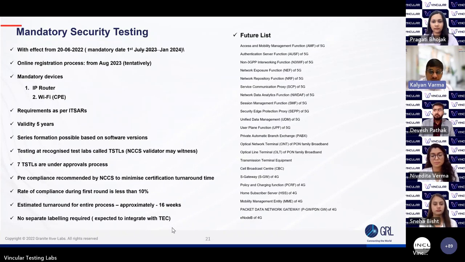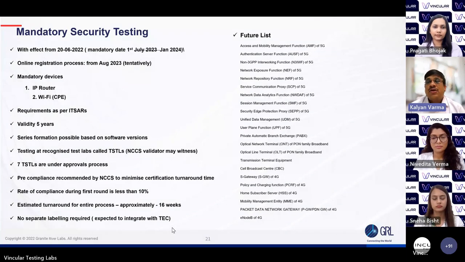Currently, the end-to-end process is estimated to take around 16 weeks, including the testing in the labs, the documentation, the review by NCCS and issue of certification. As I mentioned, if you can start the process early, this can be shortened. And just to avoid a last minute rush, we kindly request the OEMs to start the process at the earliest.